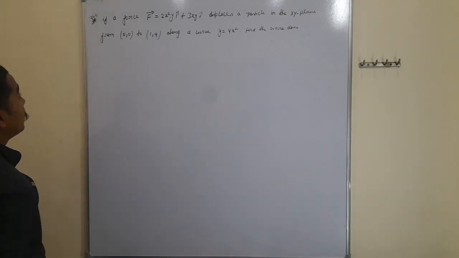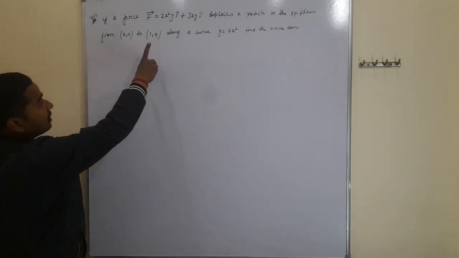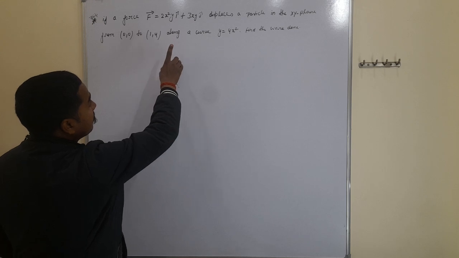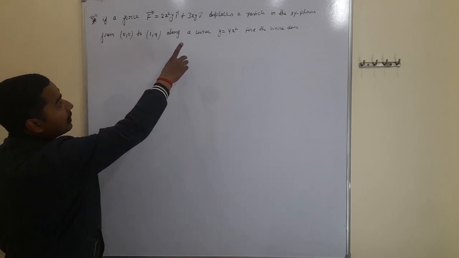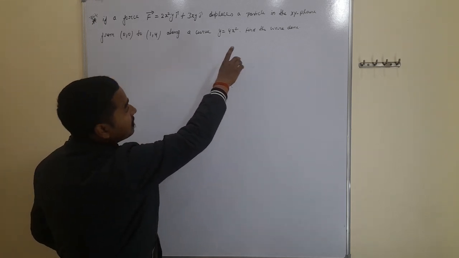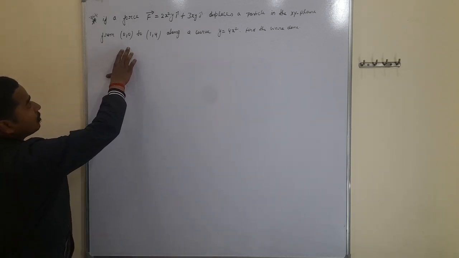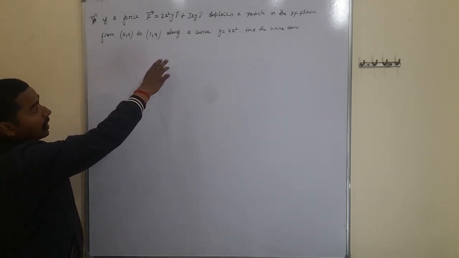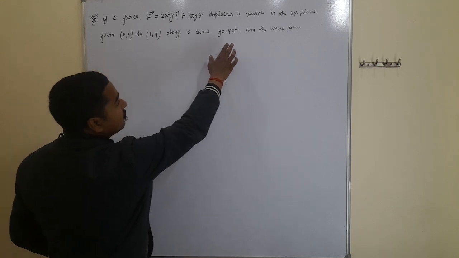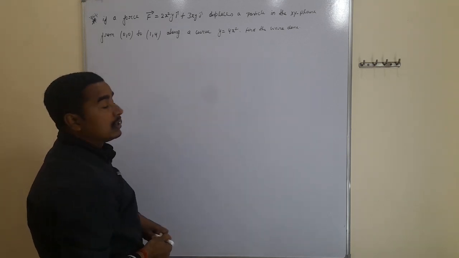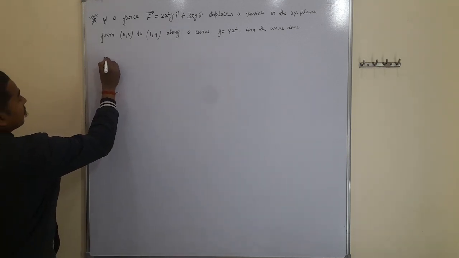The problem is: if a force F vector equal to 2x²y i cap plus 3xy j cap displaces a particle in the xy plane from (0, 0) to (1, 4) along a curve y equal to 4x², find the work done. Let's solve the problem.